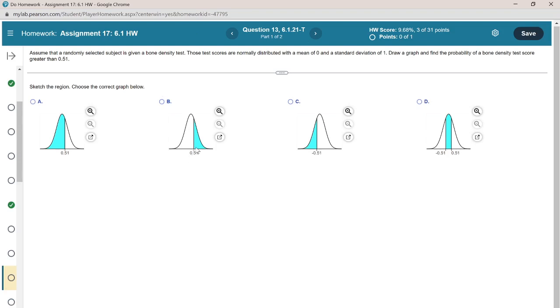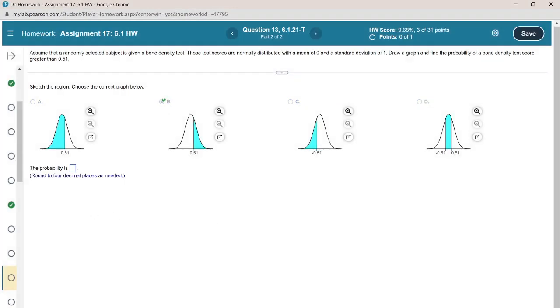As you can see here, this is 0.5 and this is the area under the curve which is greater than 0.5. Always keep in mind for the standard normal distribution, area under the curve means probability. So the probability greater than 0.5, you can see here, is option B.